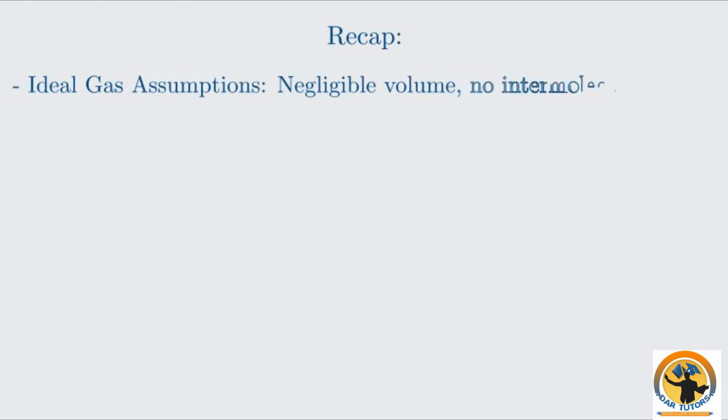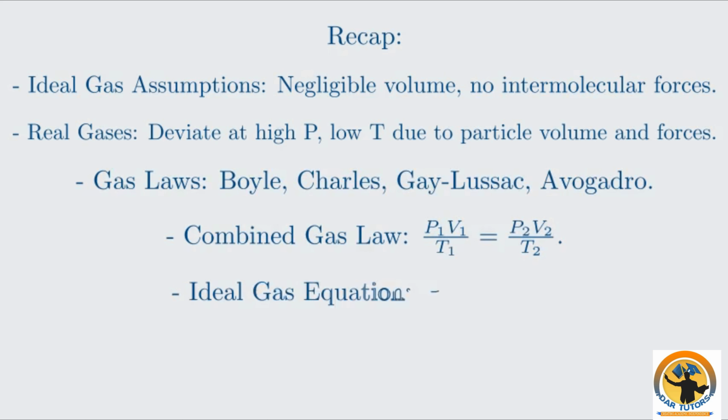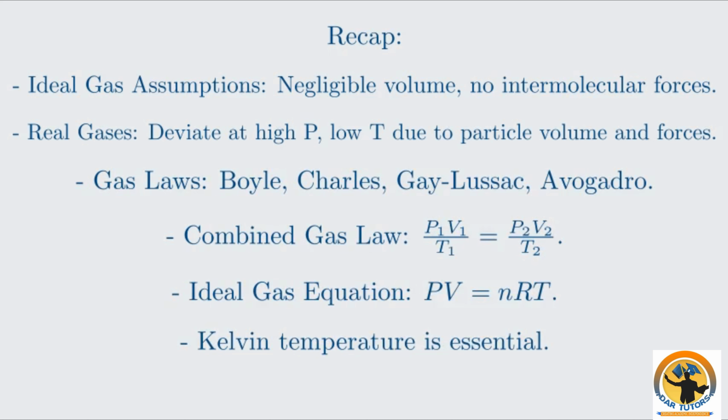Let's quickly recap what we've covered today. We started with the assumptions of the ideal gas model, which simplifies gas behavior by neglecting particle volume and intermolecular forces. We then saw that real gases deviate from this ideal model at high pressures and low temperatures, conditions where those assumptions break down. We reviewed the 4 gas laws, the combined gas law, and the fundamental ideal gas equation, PV equals nRT. We also learned how to use these to calculate molar mass and partial pressures, and the importance of using Kelvin for temperature.